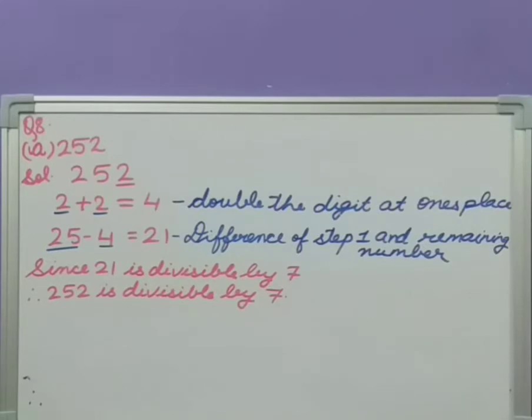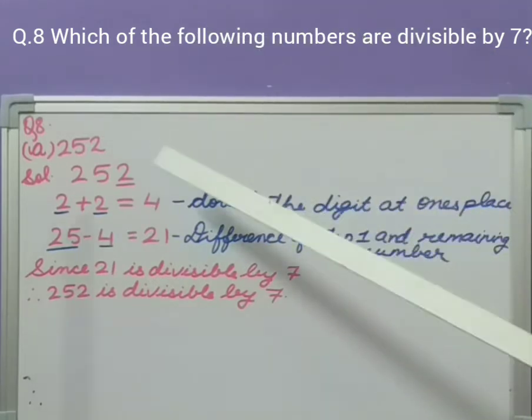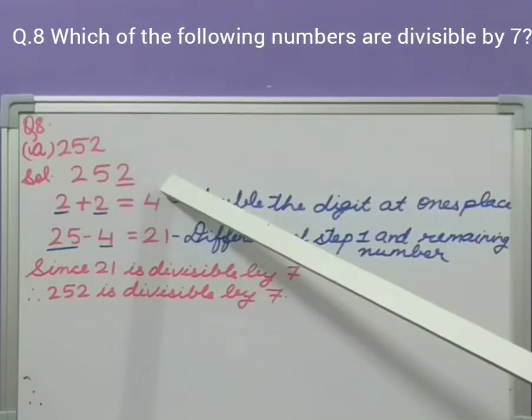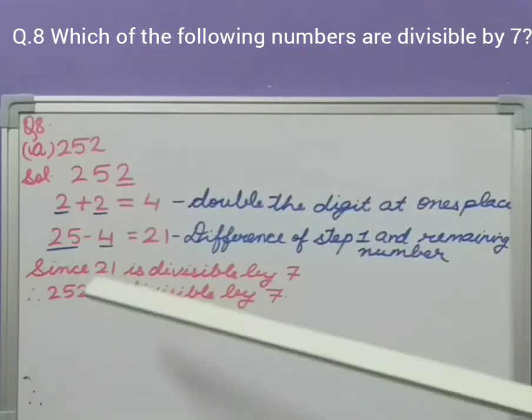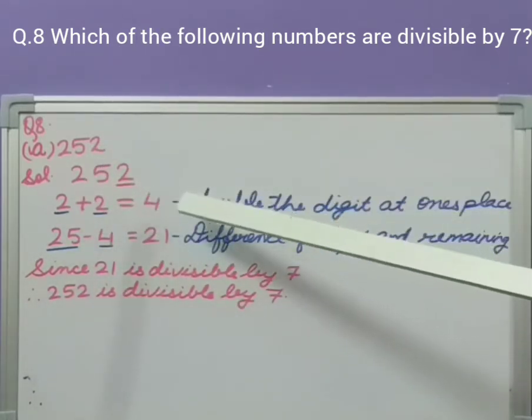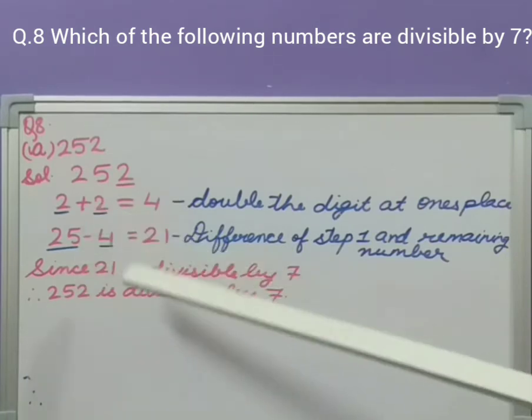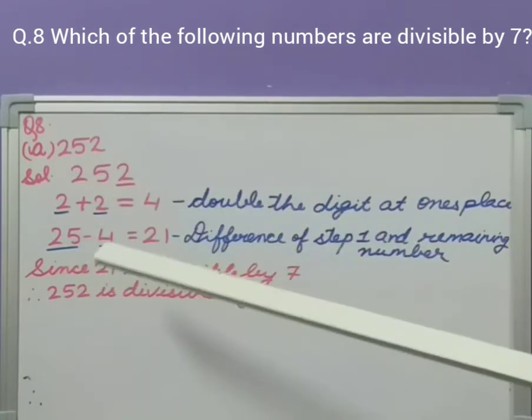Number 8. Which of the following is divisible by 7? Now, to find whether a number is divisible by 7, the first step is to find its unit digit, that is 2 here. Double the unit digit, that means 2 plus 2, that gives us 4. So step 1 is double the digit at the ones place. Done. Now 25 minus 4.